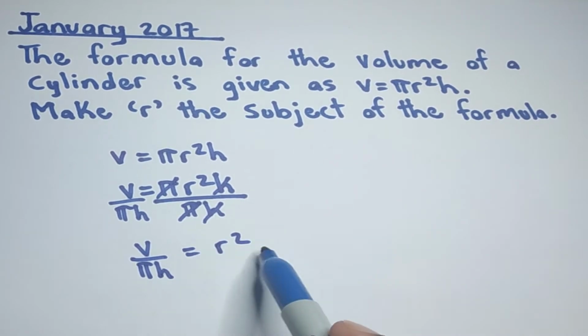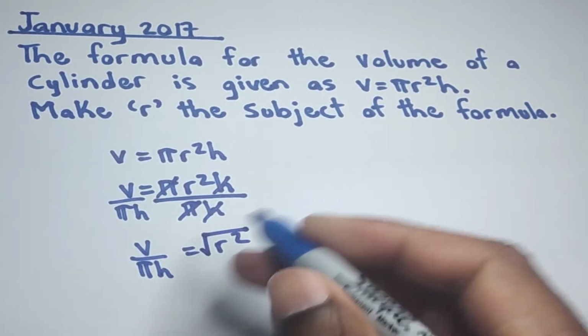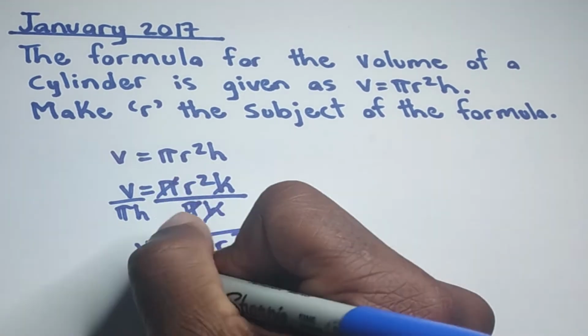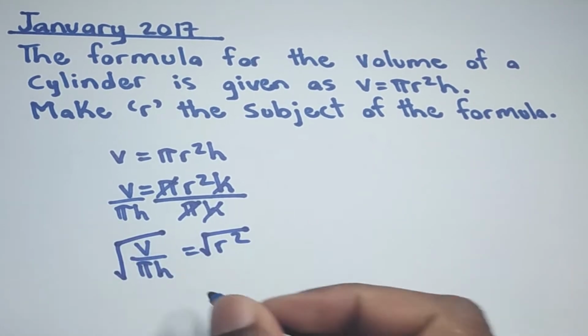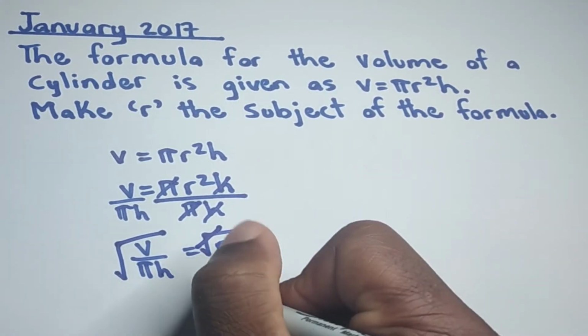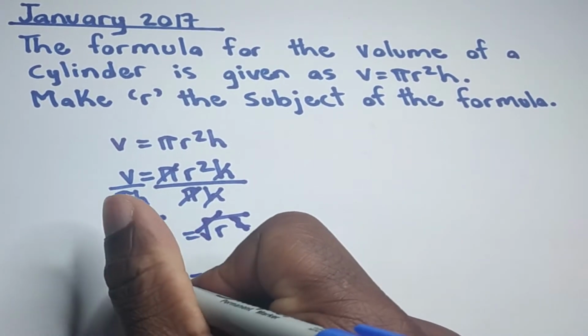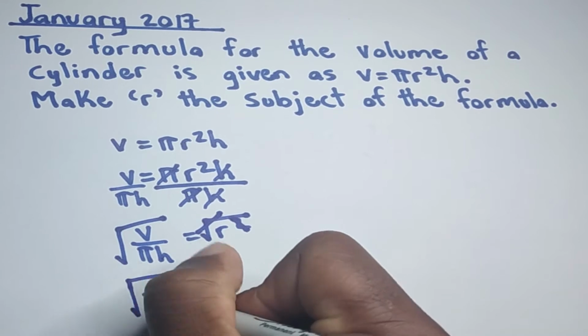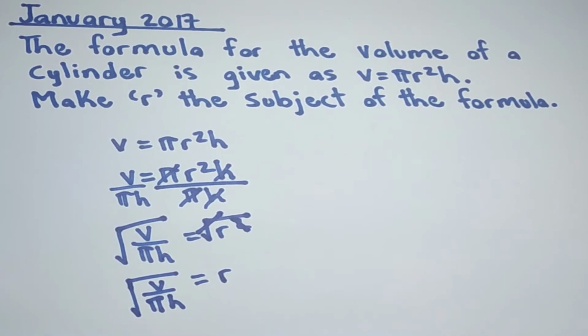Now we actually want r on one side of the equal sign, not r squared. So we need to get rid of this squared right here. What we can do to get rid of the square is to do the opposite of square, which is square root. And as mentioned before, whatever you do to one side, you are required to do the same thing to the other side to keep the equation balanced. So we have to square root over here as well. So the square root sign will cancel the square sign right there, and we'll be left with r is equal to the square root of V over pi h. And that's pretty much how you treat a question like this one.